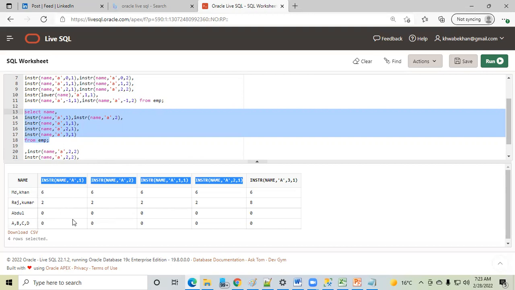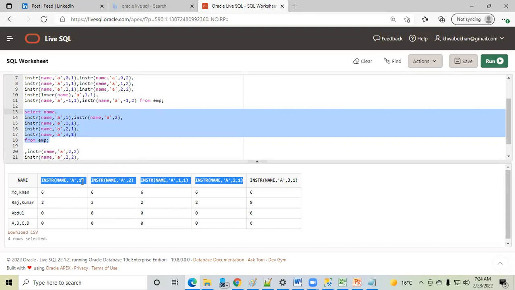Hope this is clear. That is why sometimes in interviews they will confuse you by giving only three arguments. But don't get confused. By default, the user is looking for the first occurrence. Hope this is clear. First concept. Is this clear?